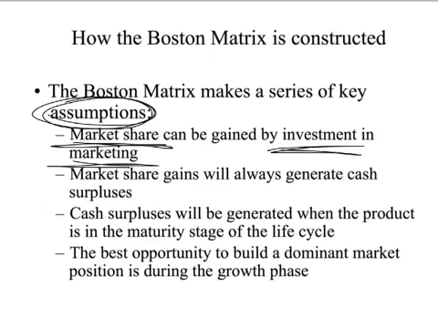Market share gains will always generate cash surpluses. Well, not if we've had to spend more than we receive in return in order to get those market share gains. Cash surpluses will be generated when the product is in the maturity stage. Well, that's a little bit less contentious, but still, just because we're in the maturity stage, we might be having to spend a lot of money to stay there. And the best opportunity to build a dominant market position is in the growth phase. I think that's fair enough. There's not much we can argue about there.